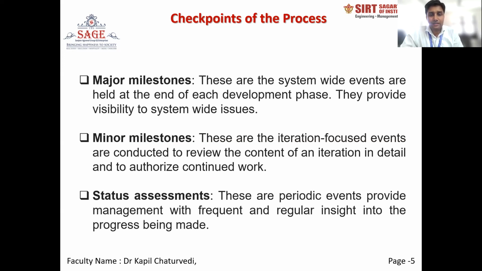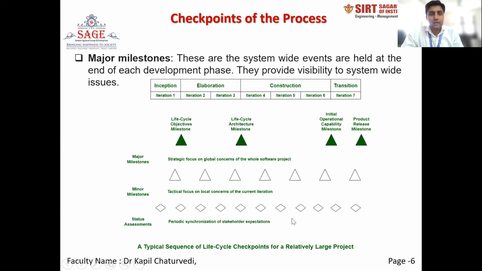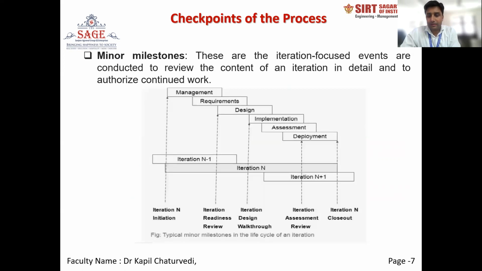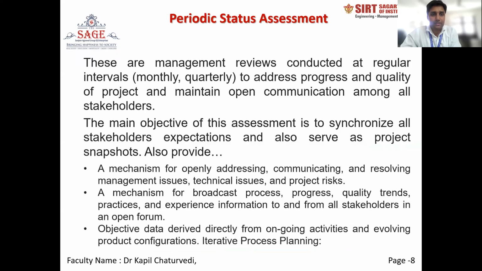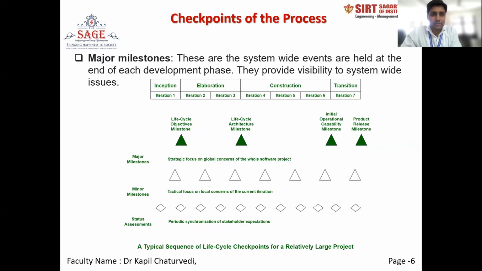Minor milestones are iteration-focused events conducted to review the content of an iteration in detail and to authorize continued work. Status assessments are periodic events that provide management with frequent and regular insight into the progress being made. We again discuss in detail the major milestone and minor milestone. Major milestones are system-wide events held at the end of each development phase. They provide visibility to system-wide issues.